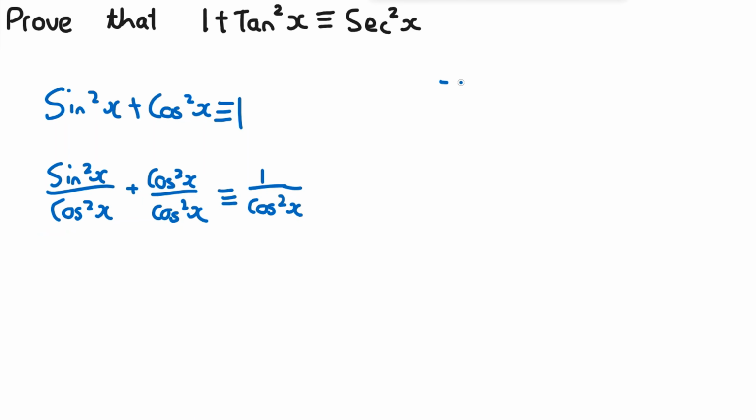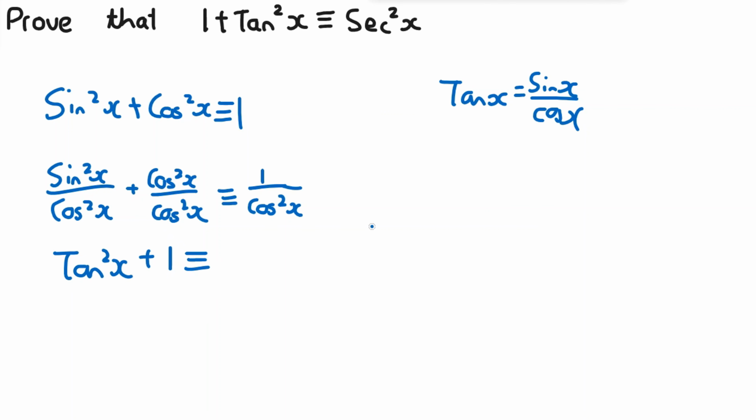So as tan x is equal to sin x over cos x, therefore this is going to be equal to tan squared x. Cos squared x over cos squared x is just equal to 1, and as sec x is equal to 1 over cos x, therefore 1 over cos squared x is equal to sec squared x, and therefore we have proved the identity that 1 plus tan squared x is equal to sec squared x.